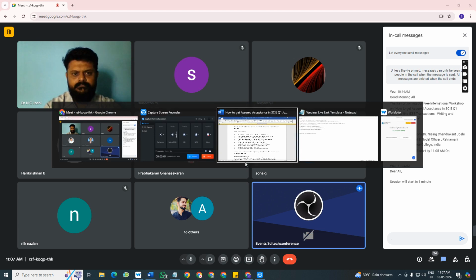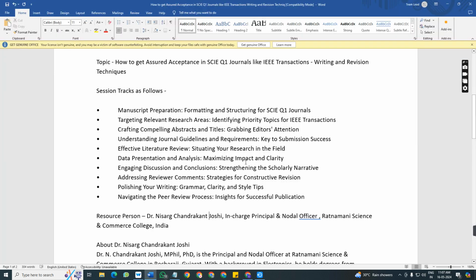So let me go over today's topic. Today's topic is how to get assured acceptance in SCIE Q1 journals like IEEE Transactions with writing and revision techniques. In this session, we are going to cover a few topic session tracks, and it is being conducted by Dr. Nisarg Chandrakant Joshi, in-charge principal and nodal officer, Ratnamani Science and Commerce College, India.